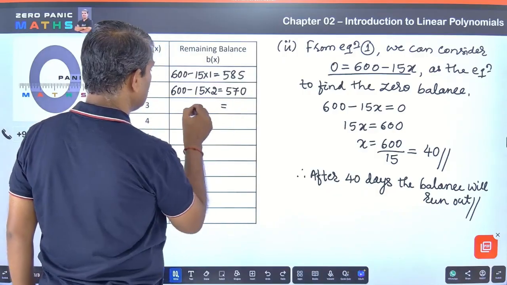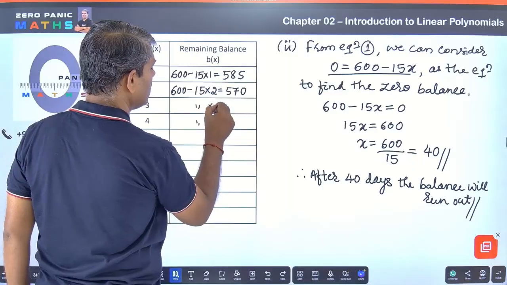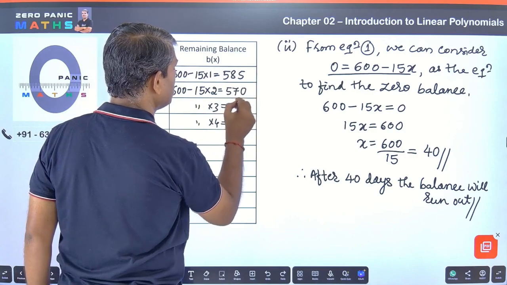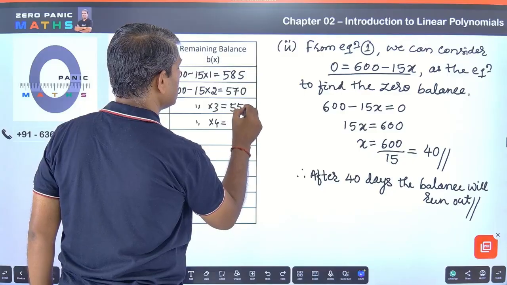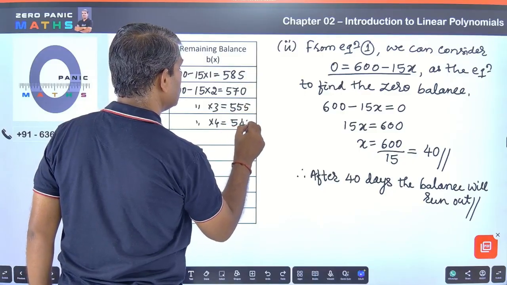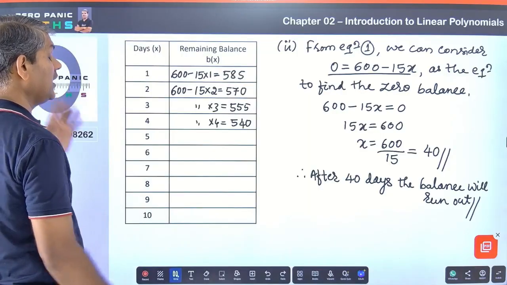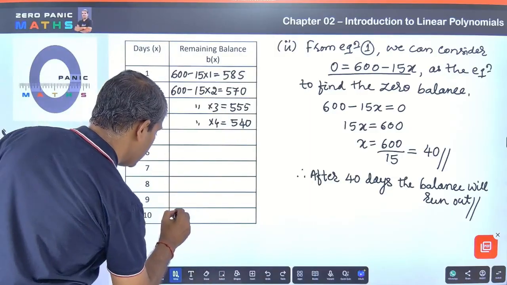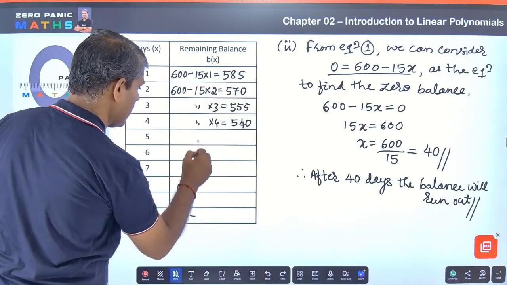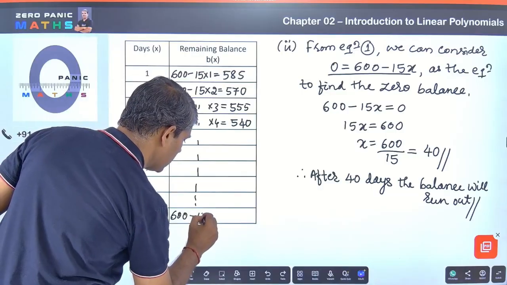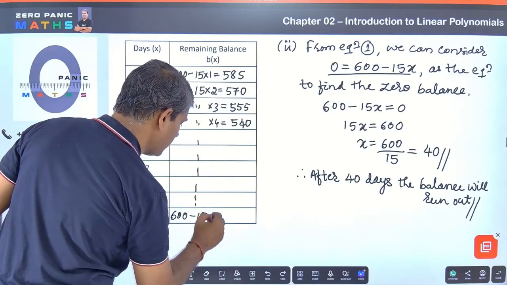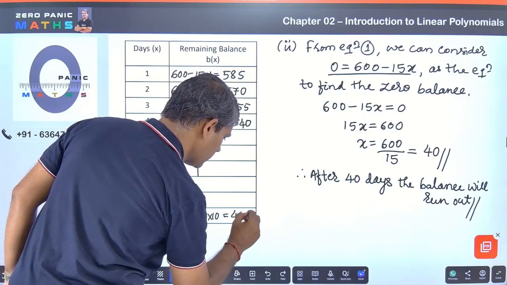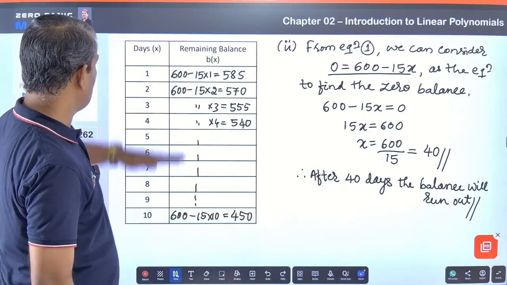Similarly, you just go on with 3, 4 and so on. Just go on decreasing 15 rupees from this: it is 555, this is 540. This way you go on decreasing the value by 15 after every day. Finally, after 10 days you have to write that 15 into 10, that is 150, subtracted from 600, that is 450. So this is the table from 1 to 10.